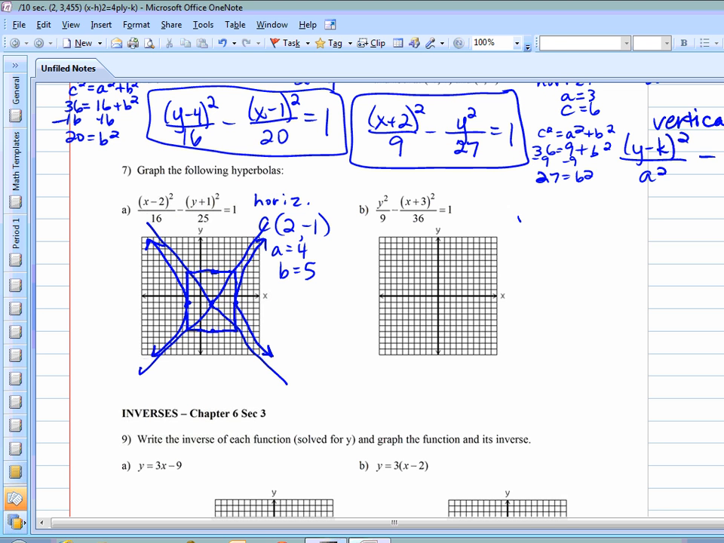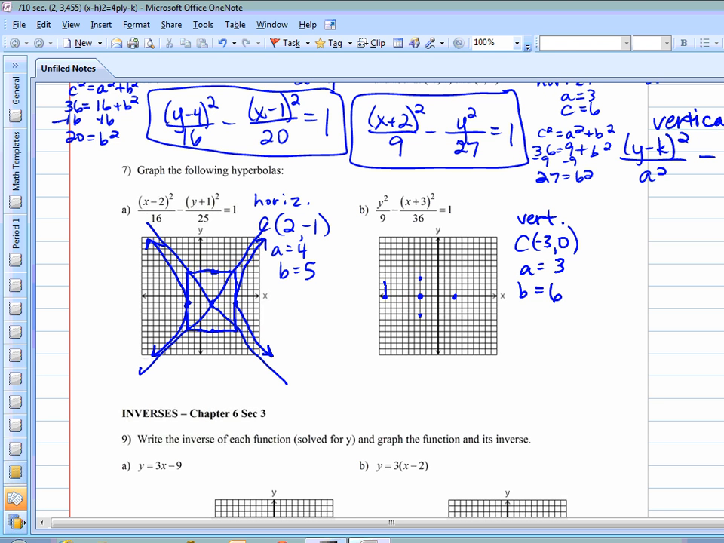The next one, because it's y squared, it means it is vertical. Y squared first. The center will be HK. H is with the x and K is with the y. A squared is 9 because it's the bottom left, so A is 3 and B is 6. So we're going to plot -3, 0, and we're going to go vertically the A amount both ways and horizontally the B amount both ways.